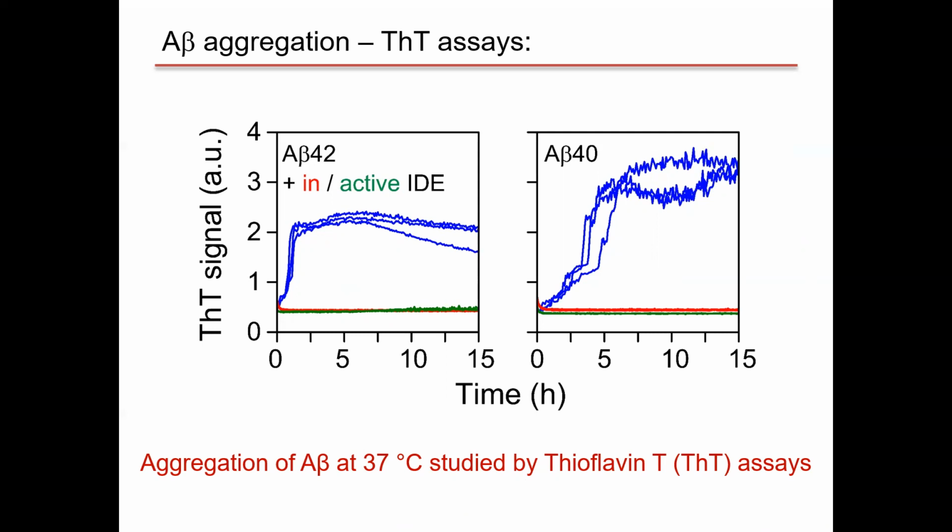As we can see for A beta 42 and A beta 40, when they are by themselves, they aggregate very rapidly to create this classical sigmoidal profile as shown in blue. In the presence of catalytically active IDE, we see no aggregation for either of the peptides as shown here in green. In the presence of catalytically inactive IDE, more importantly, we do not see aggregation for either of these peptides. And this is indicating that inactive IDE can indeed act as a chaperone protein.